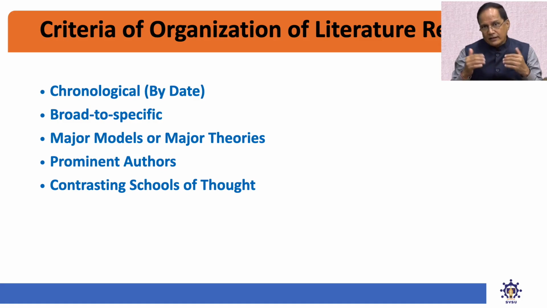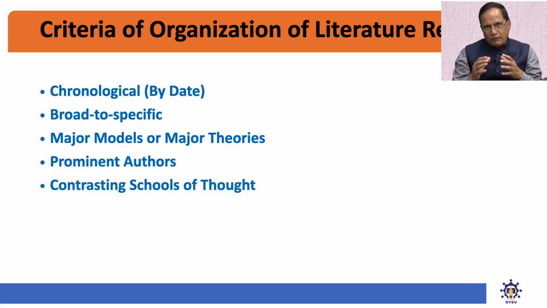Then the next criterion can be contrasting schools of thought. There might be completely opposing approaches or contrasting thoughts related to a specific discipline or specific topic. So, that can also be a criterion for deciding how the literature review can be presented in the chapter of review of literature.